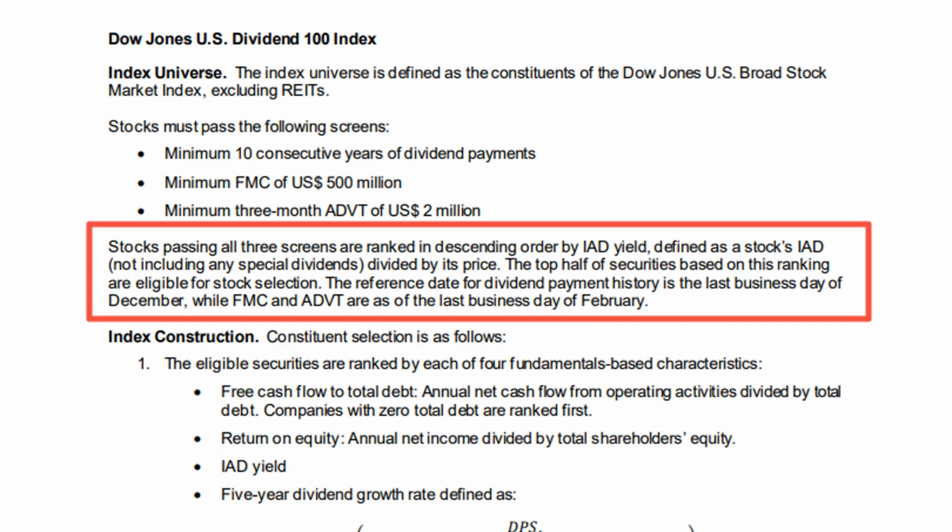Okay, are you with me here? These are the filters in the second layer of the screening of the index. Once the stocks have passed the first and second layers, those and only those that remain are subject to ranking based on indicated annual dividend yield, which is what IAD stands for. Now, this is an important feature of the index that has huge implications, so bear with me.